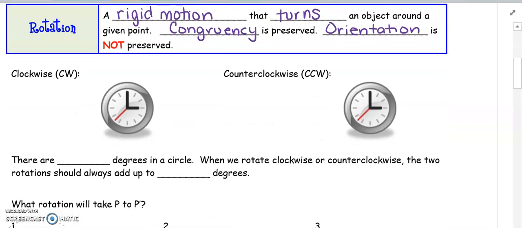We can rotate in one of two ways. We can rotate clockwise, which we abbreviate as CW. Clockwise is the way that the hands go on a clock. We also have counterclockwise, abbreviated as CCW, which would be like a broken clock, going backwards. One thing to keep in mind is that there are 360 degrees in a circle, and the clockwise and counterclockwise rotations should always add up to 360 degrees.